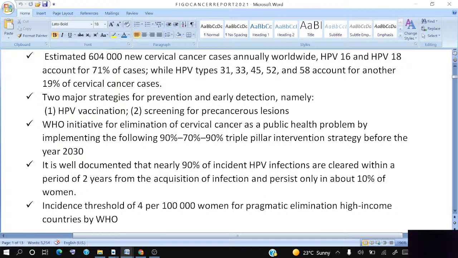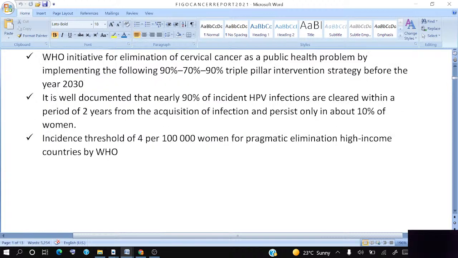This will be documented: nearly 90% of HPV infections clear within 2 years. So 90% of HPV infections clear within 2 years of acquisition, and only 10% of women have a persistent infection. So the first 2 years are very important for HPV incidence, which is well documented at 90%, and the 10% of women with acquisition become persistent.